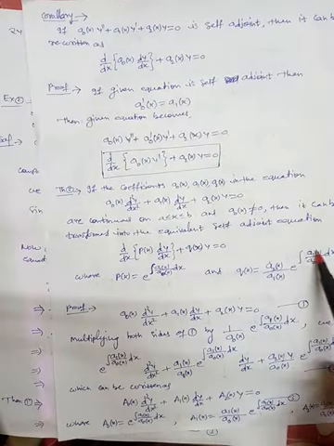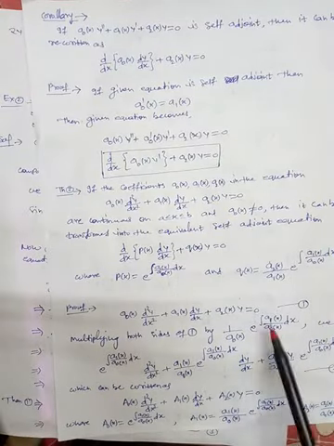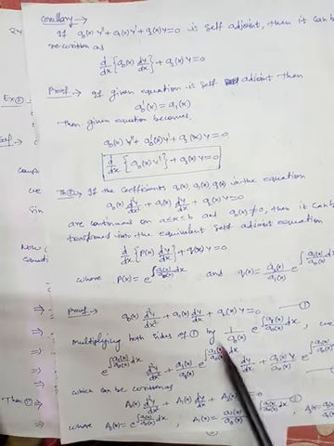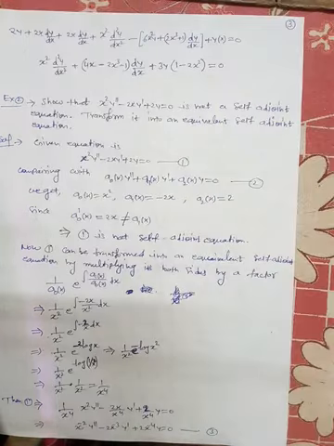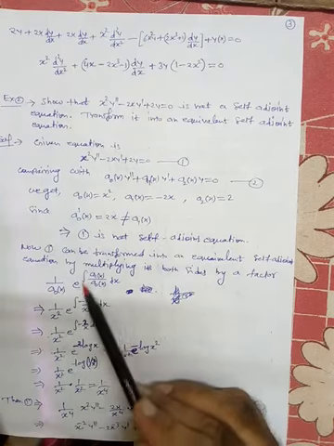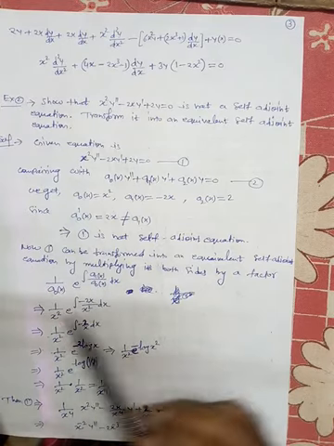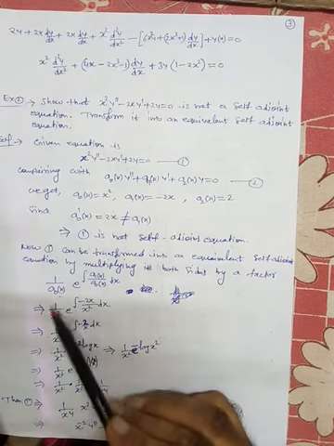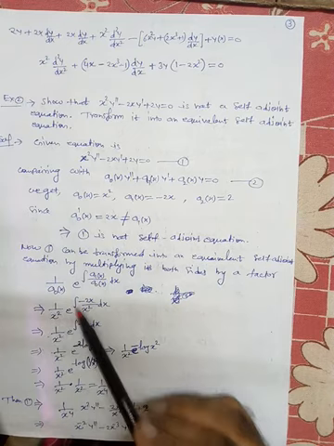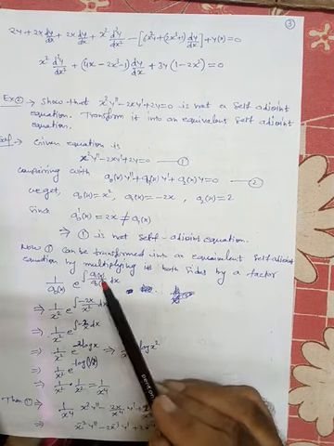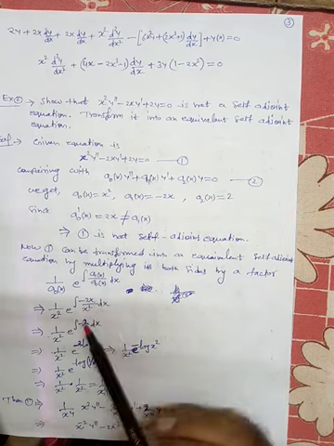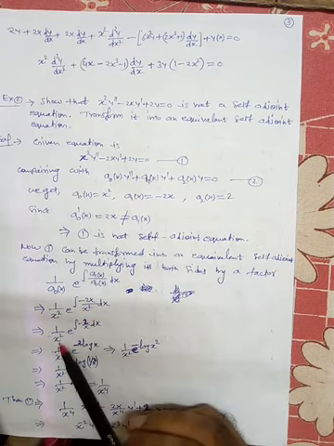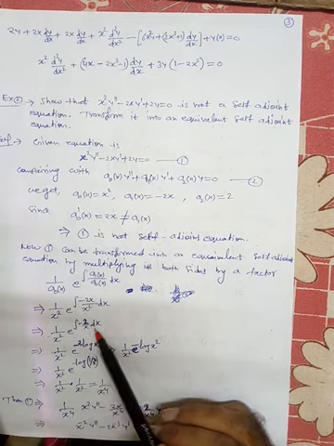This was the factor, so we have to use this theorem number 2. So 1 by a naught e raised to the power integral a1 by a naught dx. What is a naught? So 1 by x square e raised to the power integral minus 2x divided by a naught, which is x square, dx. So 1 by x square e raised to the power integral minus 2 by x dx.